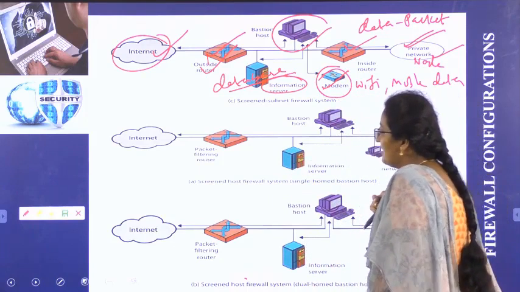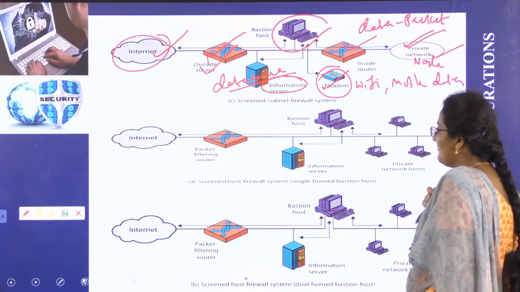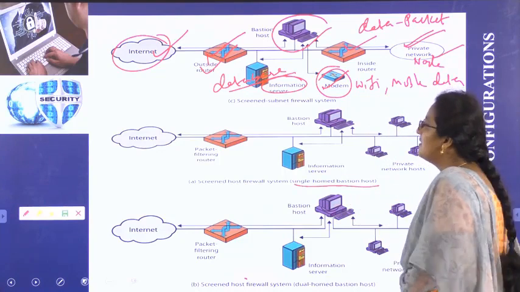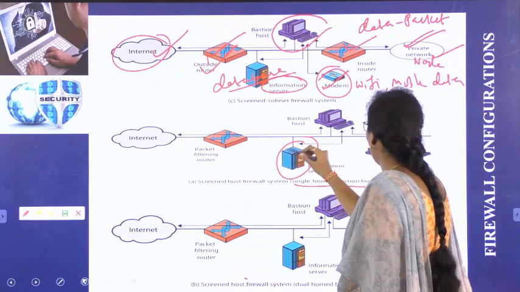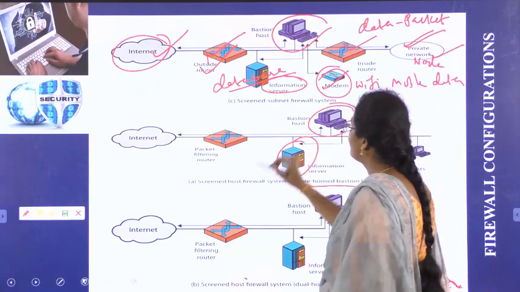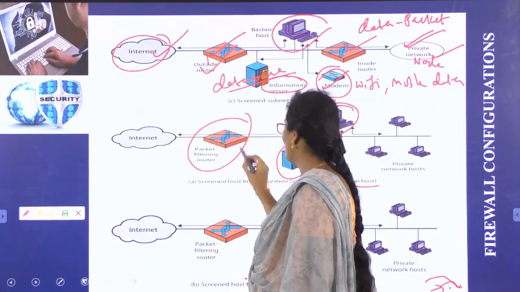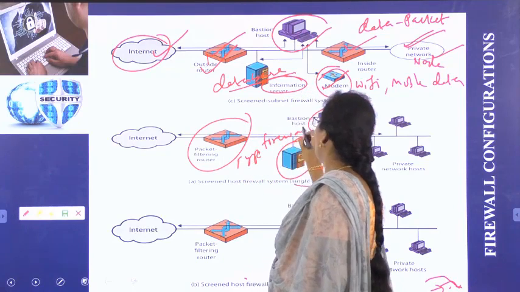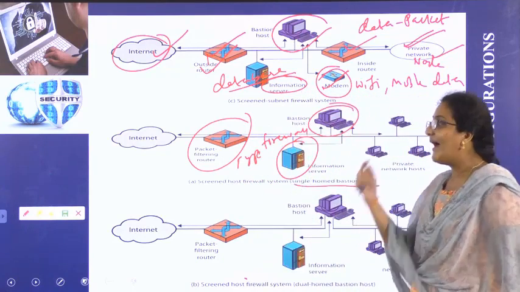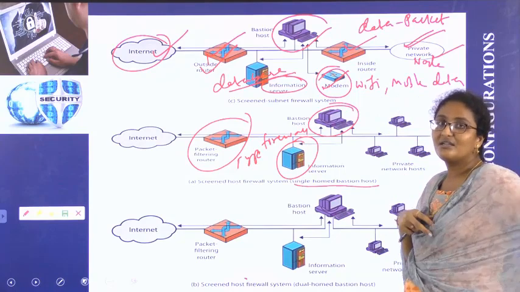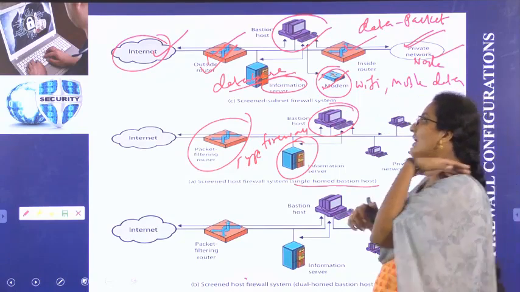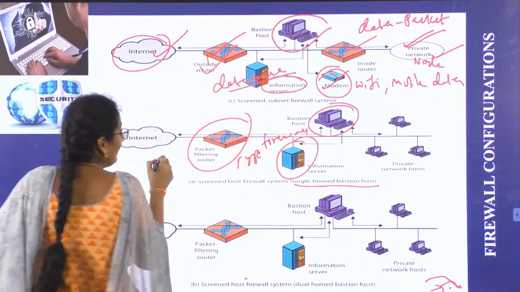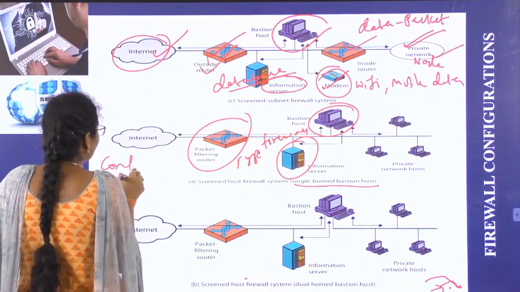So second one is screened host firewall system with single home base station. So here also we have database, we have base station, and packet filtering router is type 1 firewall. So we are using type 1 firewall here in firewall configuration.